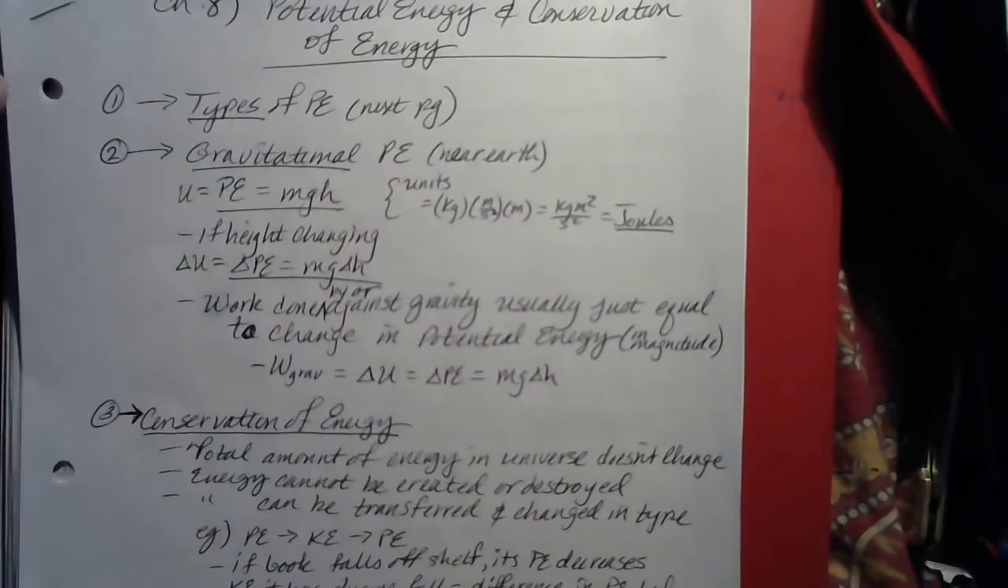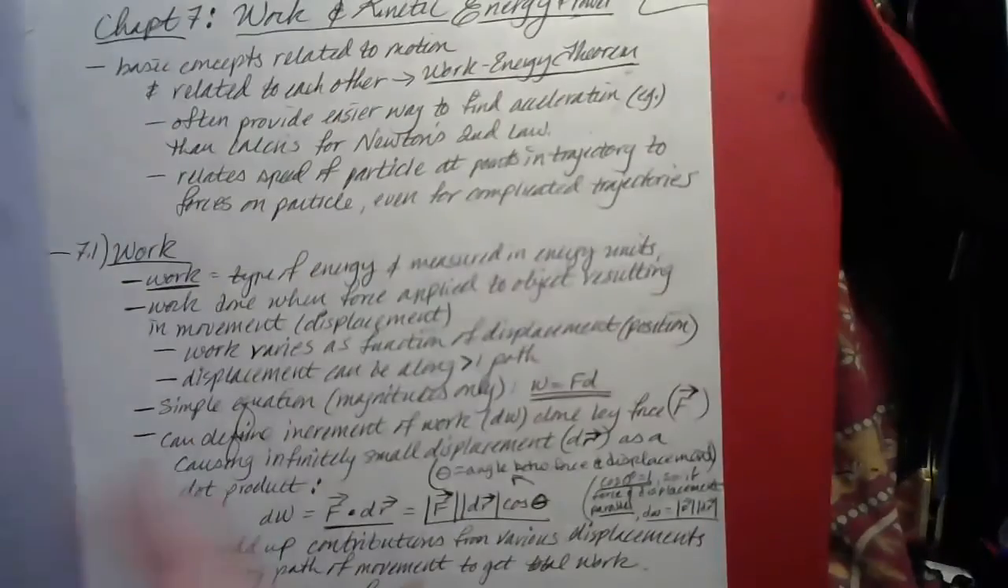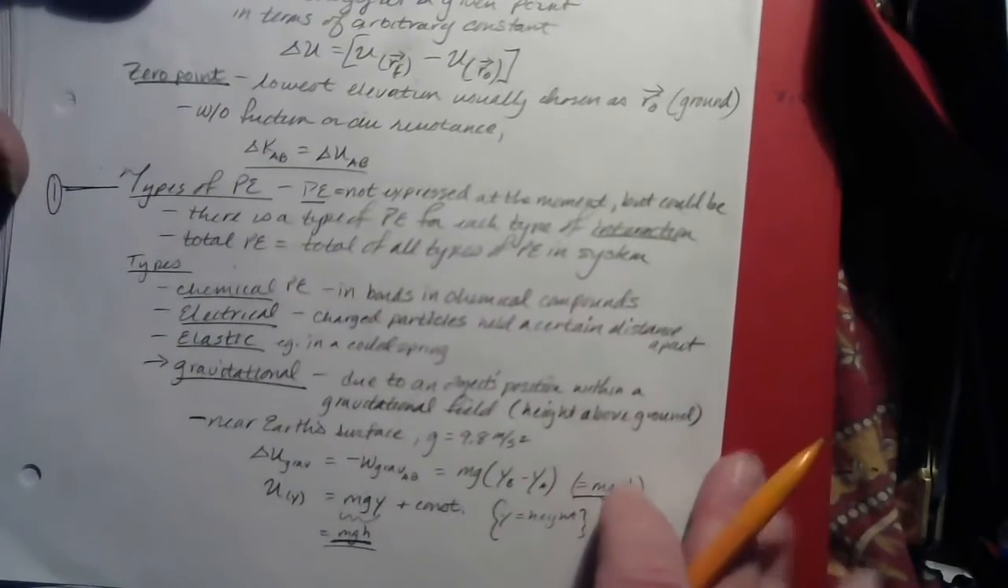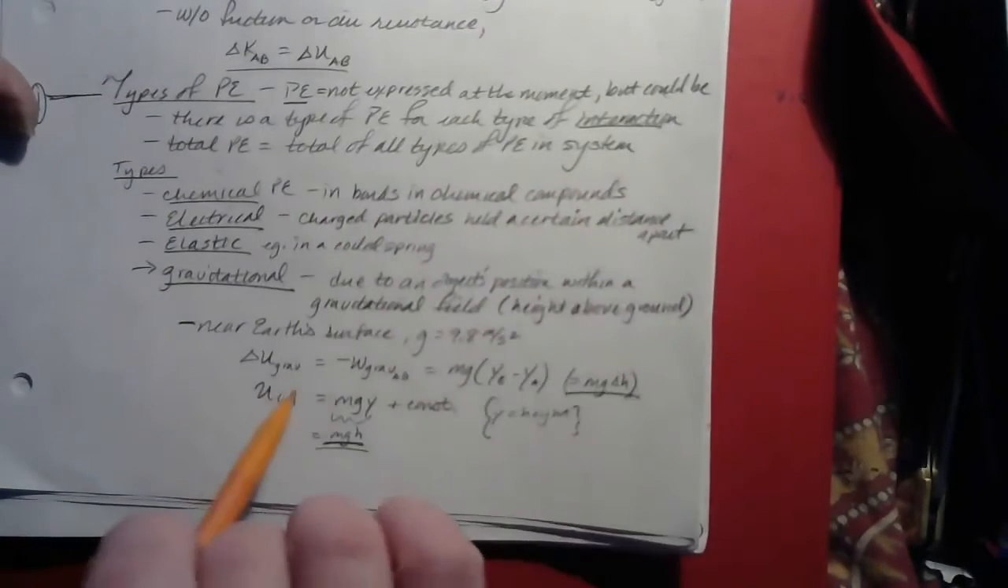Okay, so first of all, essentially any type of energy that's not engaged in doing work right now is potential energy. There are actually several different types of potential energy. And there's one that we'll be concerned about here, and then there are a bunch of others. Okay, so types of potential energy. There's essentially a type of potential energy for every type of interaction. And the total potential energy for any system would just be the total of all of the different types of potential energy in the system.